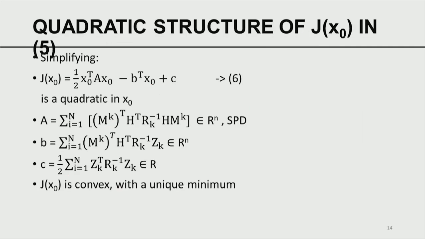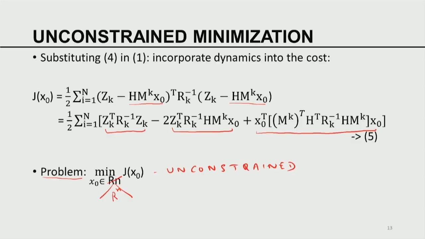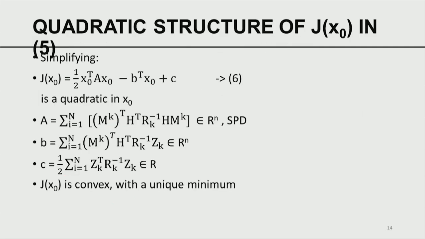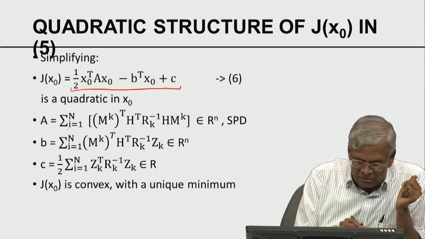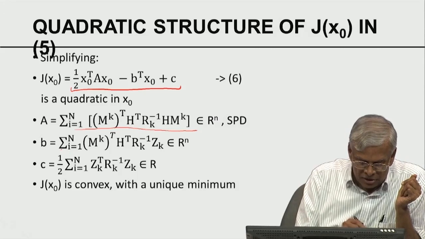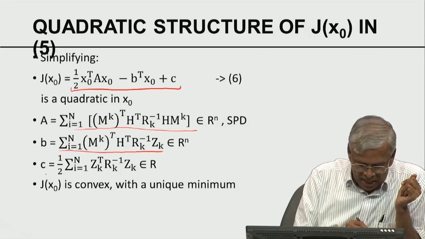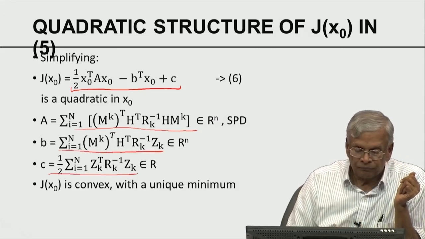And so to be able to do that, I am going to simplify this expression so that it looks much simpler than this. So I am going to rewrite that as an expression like this, which is much simpler. In this case, you can readily see A is given by the sum of these matrices, B is given by the sum of these, and C is given by this.